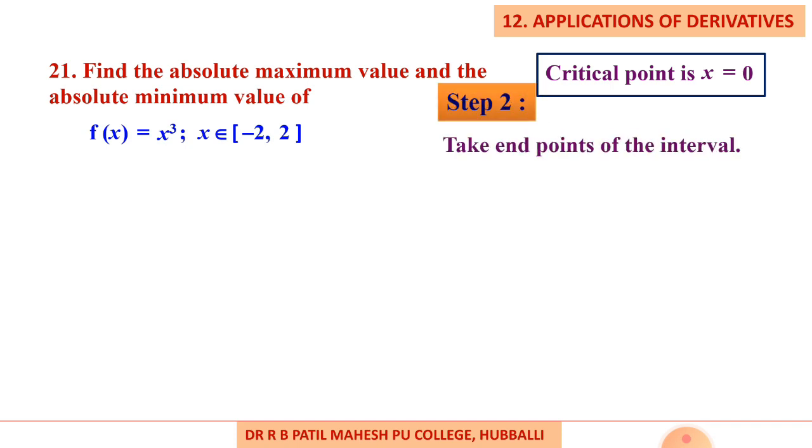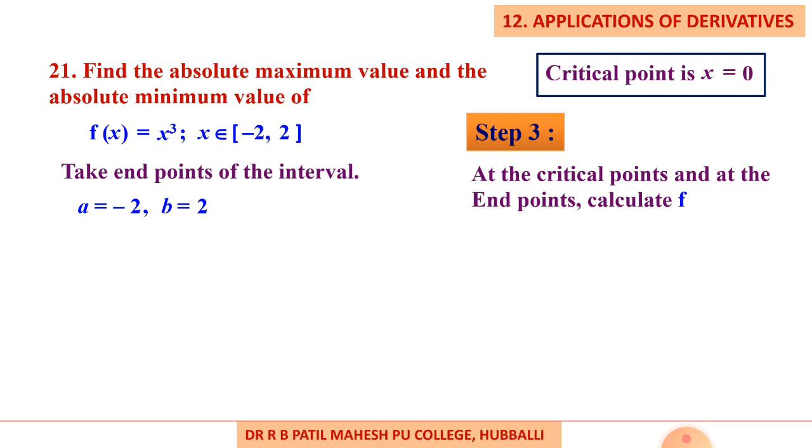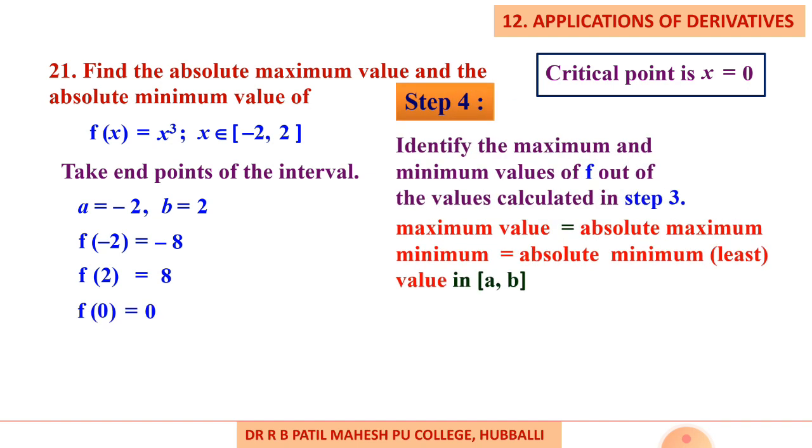Now here, 1 is a critical point, that is x equal to 0, and next you have to consider the end points of that interval. What are the end points of this interval? Minus 2 and plus 2. So take the end points of the interval, that is a equal to minus 2 and b equal to plus 2. Now you have to find first f of minus 2, means substitute this term in the given function, we get minus 8. Then f of plus 2 we get plus 8, and at the critical point f of 0 we get the answer 0.